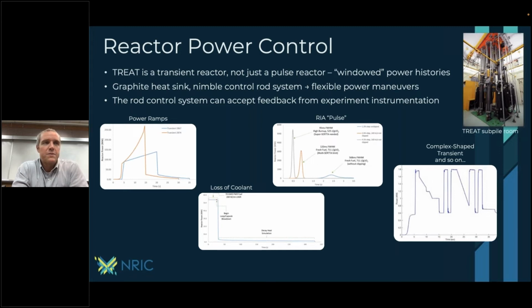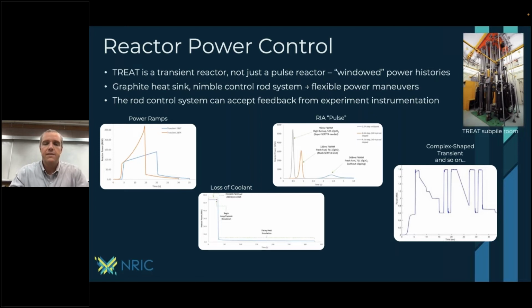Some people would say that when we think of a transient reactor, we think of just doing pulses. TREAT is not a pulse reactor. We call it a shaped power history reactor, or sometimes I call it windowed power history. So if you think about some sort of a power profile that corresponds with some given reactor design, you look at some portion of that and you want to simulate that kind of an event, that's where TREAT can best suit your needs. So there are some examples shown on this slide.